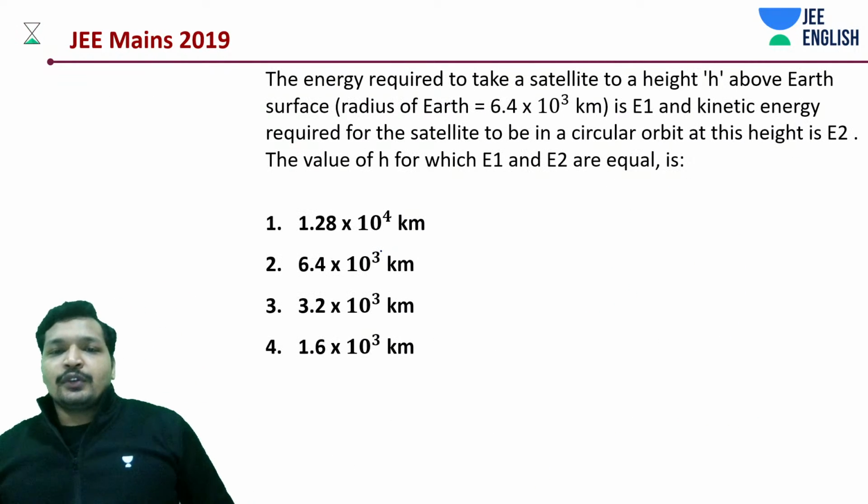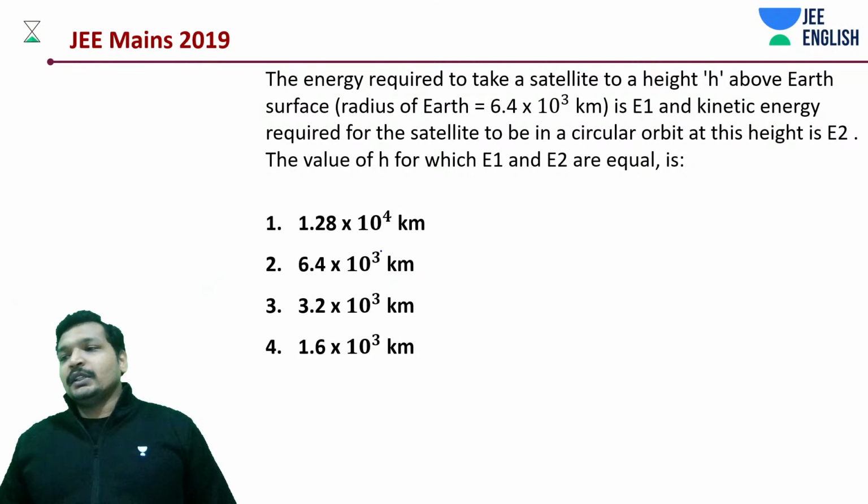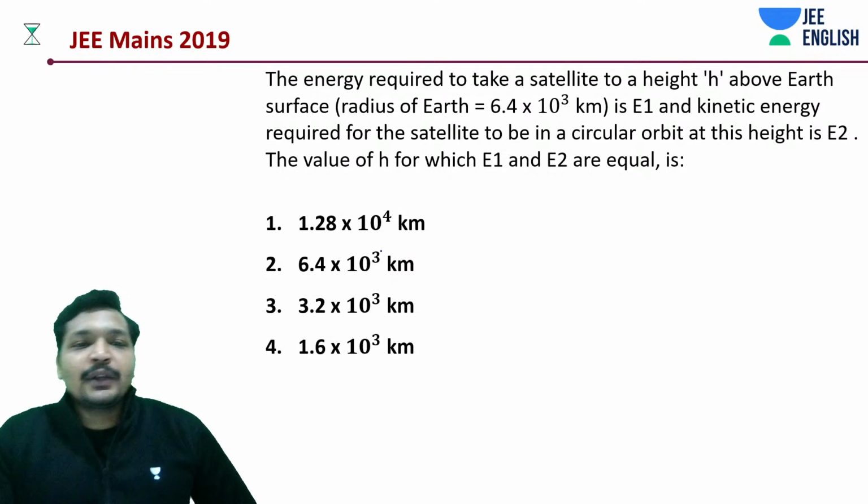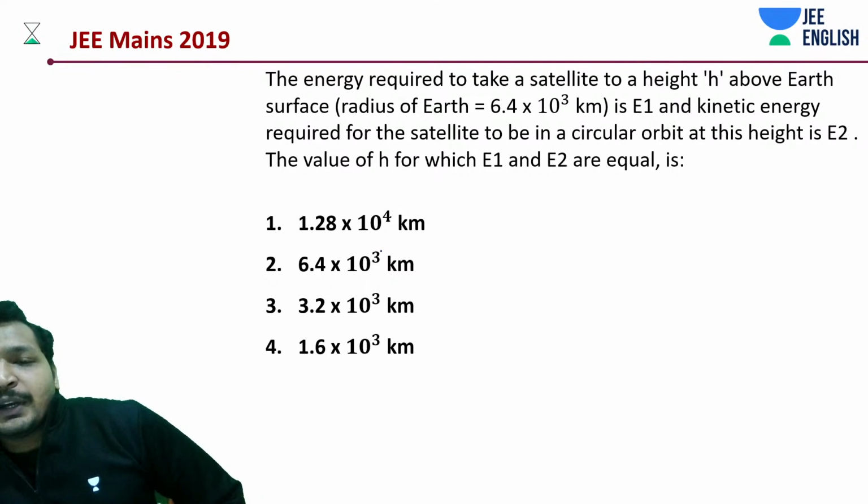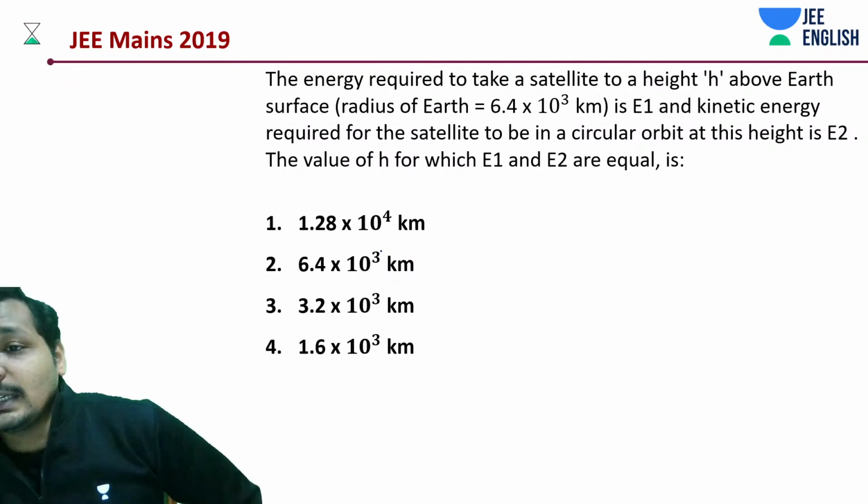Okay, now let's move on to the next question. Very simple one. Again, we have a very simple question over here. The energy required to take a satellite to a height h above the Earth's surface is E1, and the kinetic energy required for the satellite to be in circular orbit at this height is E2.